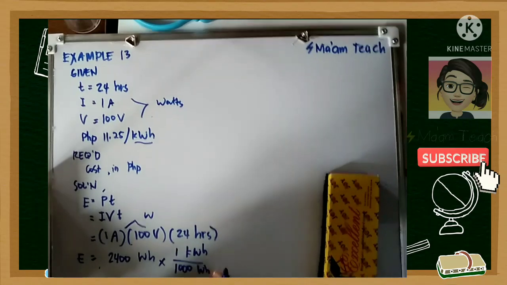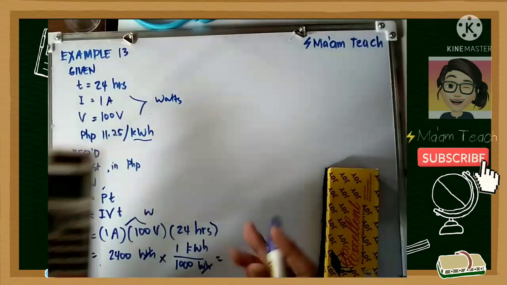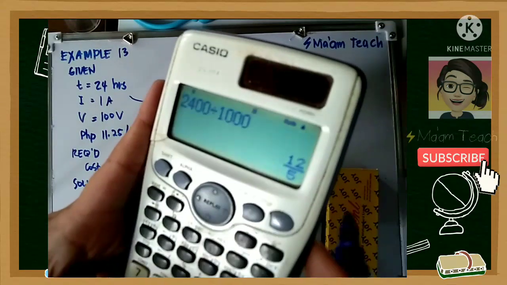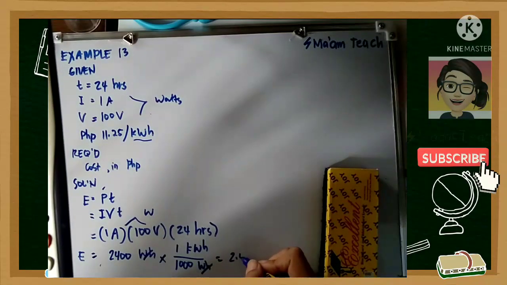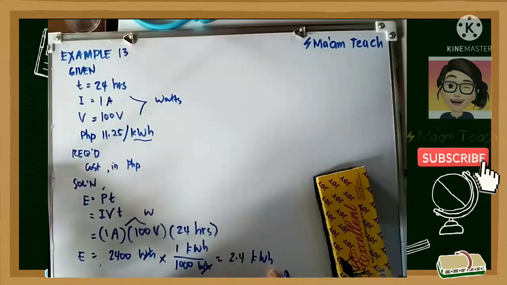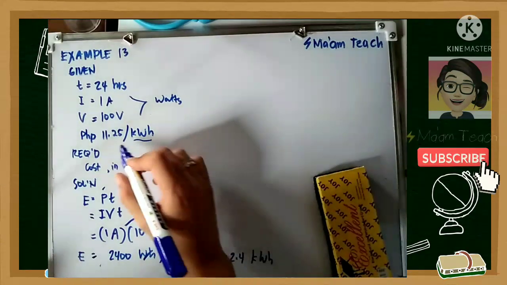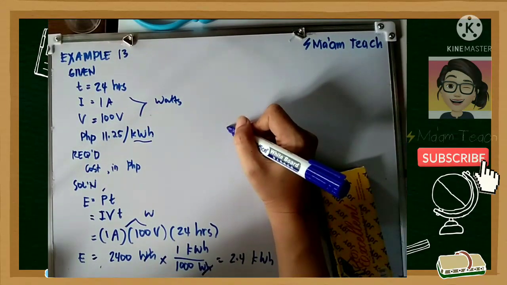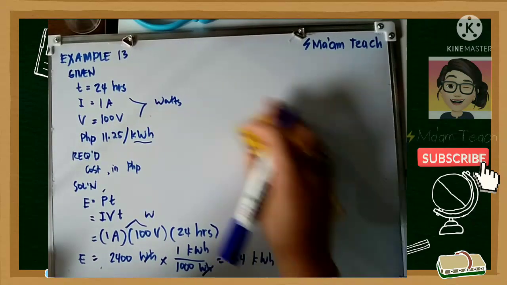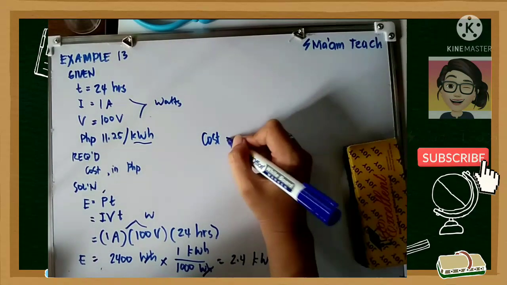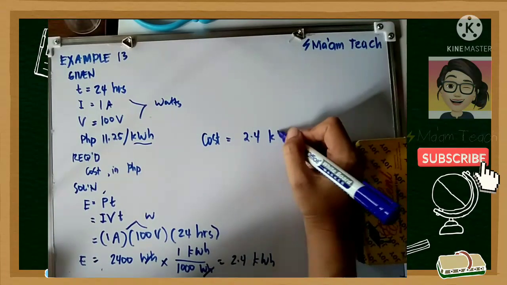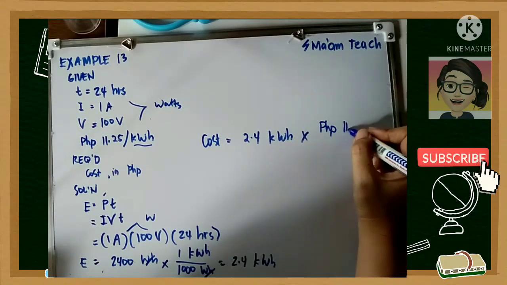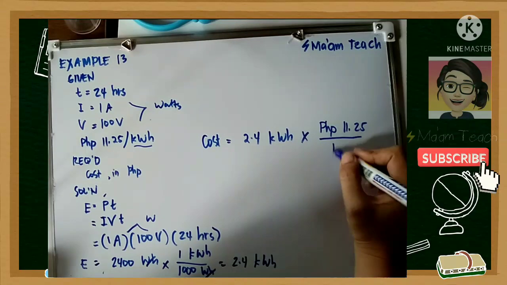Okay, can you follow? So we can cancel this out. So we simply divide 24 by 1,000, or that is 2.4. So 2.4 kilowatt hour. Okay, so from here we will be able to solve for the cost by simply multiplying. So we have the cost is simply 2.4 kilowatt hour times your price, which is 11.25 pesos per kilowatt hour.